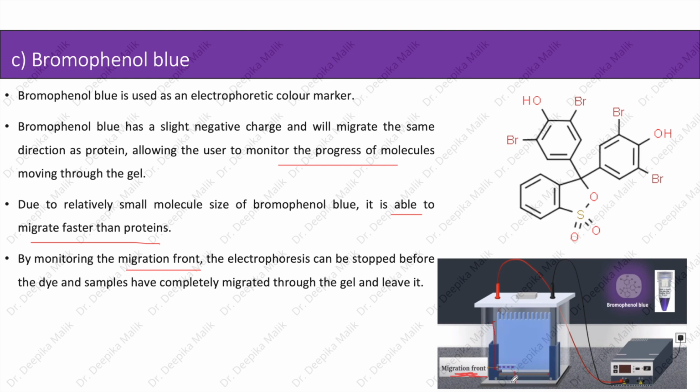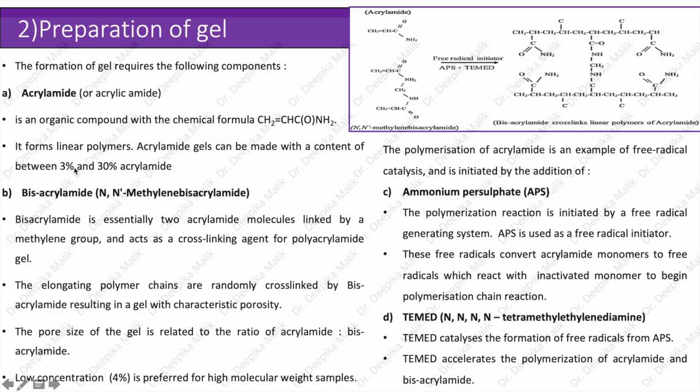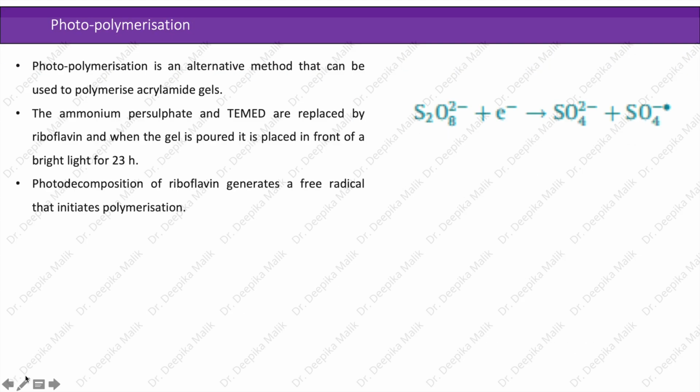Sucrose or glycerol gives the sample solution density, thus allowing the samples to settle easily through the electrophoresis buffer to the bottom when injected into the loading well. Now, after the loading gel is prepared, we'll add the sample in it. The next step involves preparation of gel.